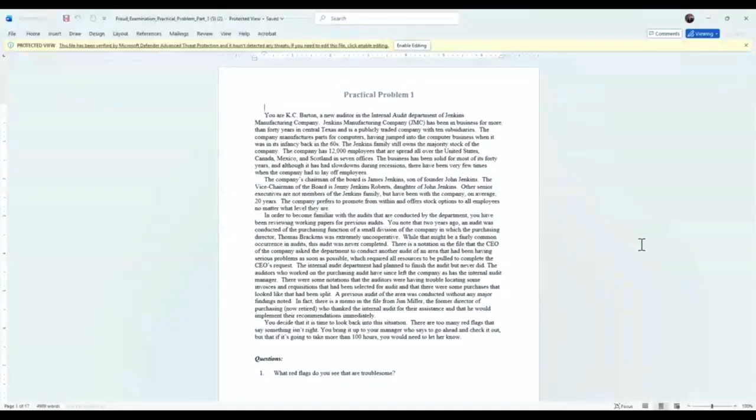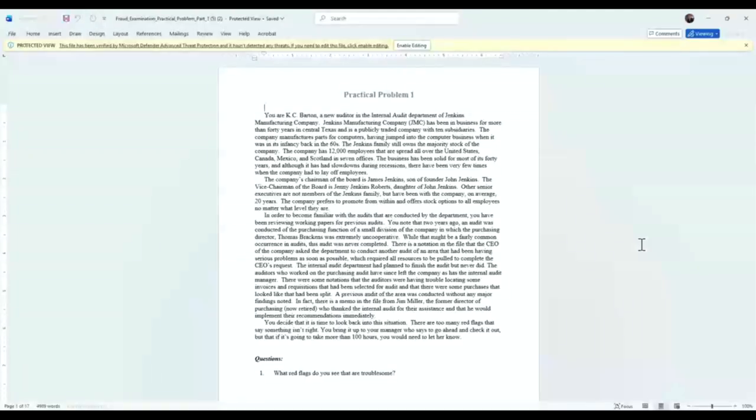Then get down to the third paragraph. In order to become familiar with the audits conducted by your internal audit department, you've been reviewing working papers from previous audits. You note that 2 years ago, an audit was conducted of the purchasing function of a small division of the company in which the purchasing director, Thomas Brackens, was extremely uncooperative. Well, that might be a fairly common occurrence in audits, and it kind of is. People don't like seeing the auditors come in and messing up their system. But he was extremely uncooperative, and the audit was never completed.